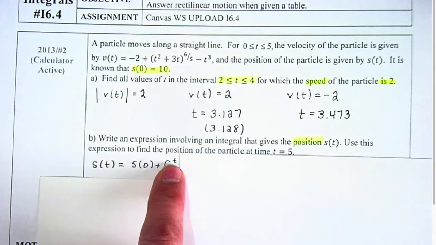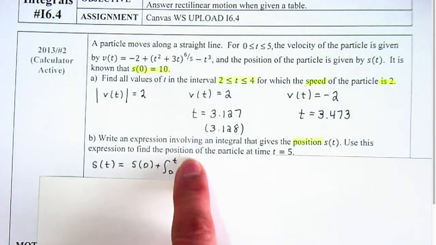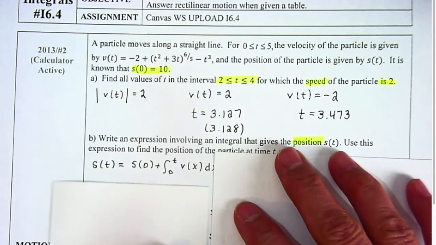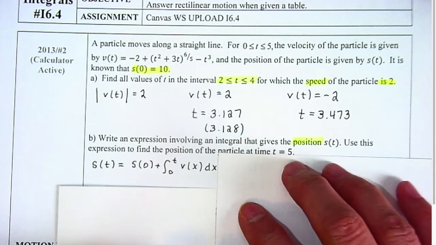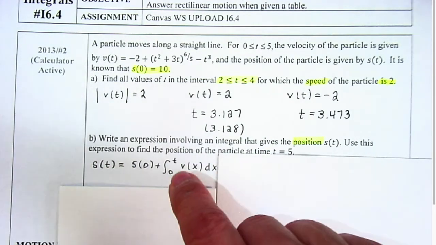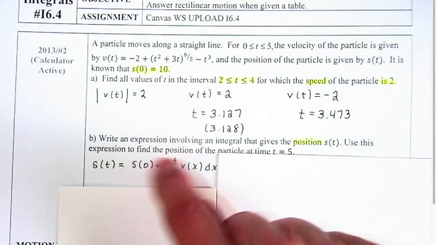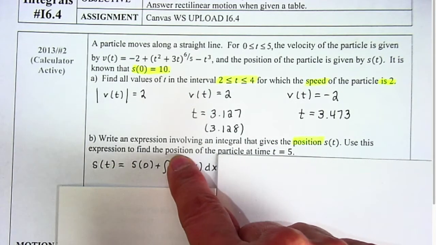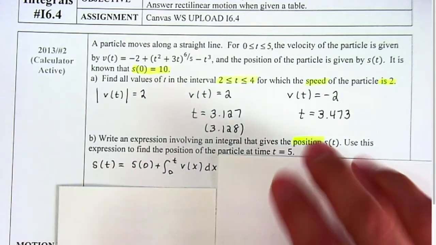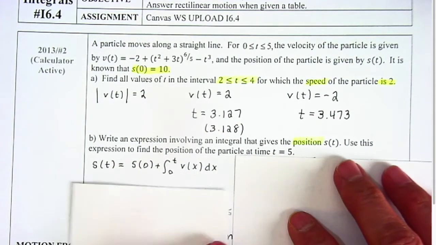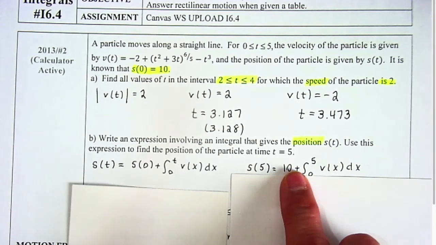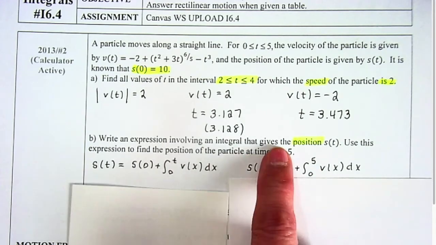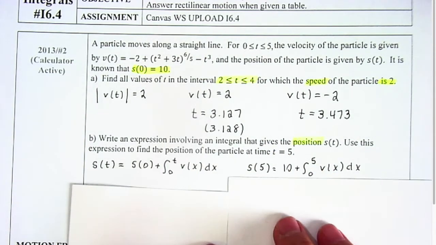Now, because I'm using t as my upper limit, when I go to write my velocity equation as the integrand, I can't use the t. I have to switch up that variable, and I'm going to call it x. T for this equation here is the time that's going to be replaced for that upper limit. And the next part of the question says, okay, now I'm going to use this to find the position when t equals 5. So in this equation, I'm going to replace the t with the 5. So s of 5 equals 10, that was the position at 0, plus the integral from 0 to 5, just replacing that upper limit with my t value, of my velocity.